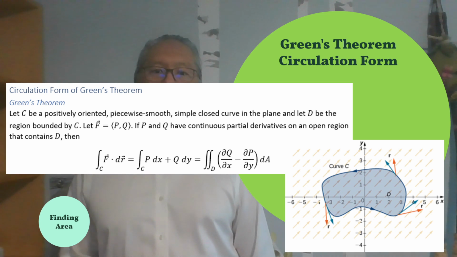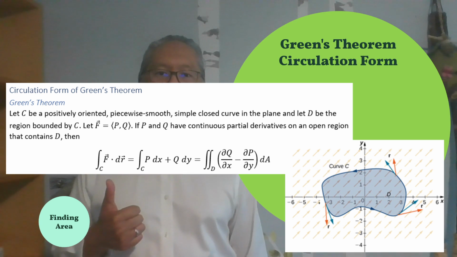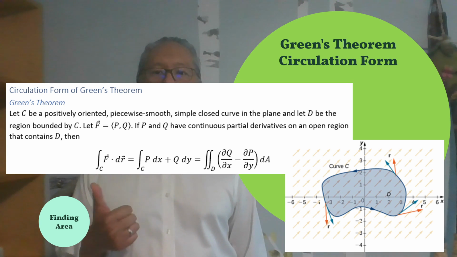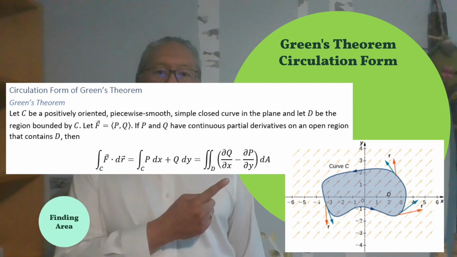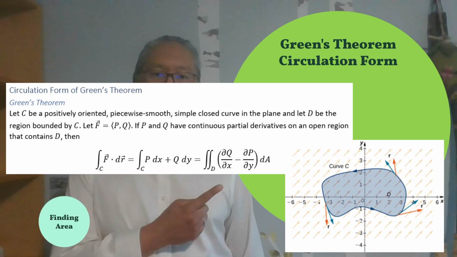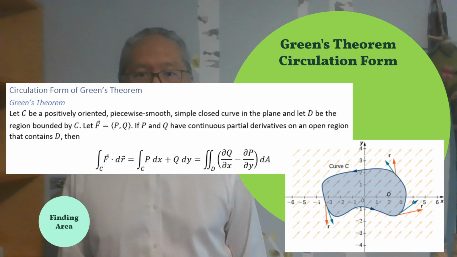Most of the time we're going to use Green's theorem when we're faced with a line integral and find that the line integral is kind of difficult to compute. If the line integral has a closed curve, then we can replace it with a double integral, which in our case is probably going to be easier to compute than the line integral.